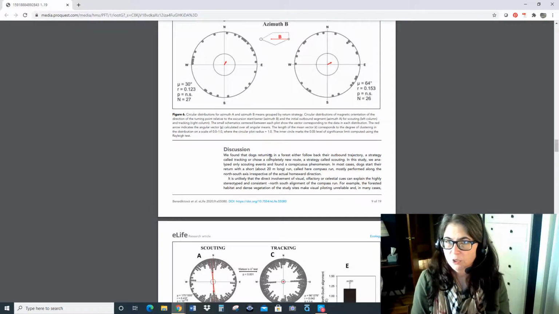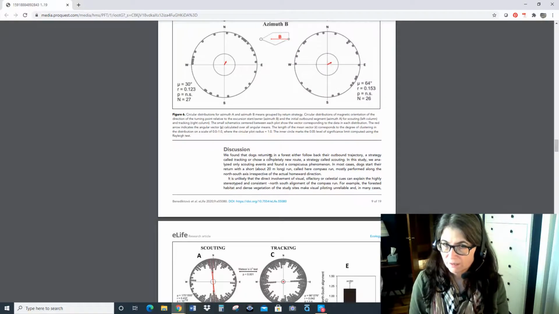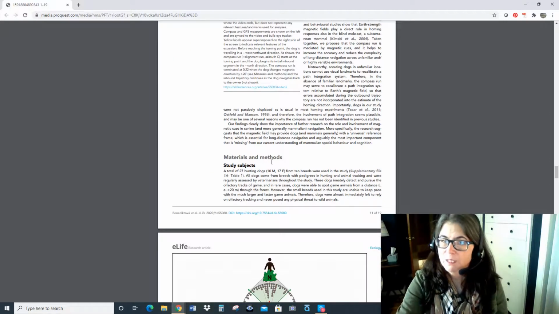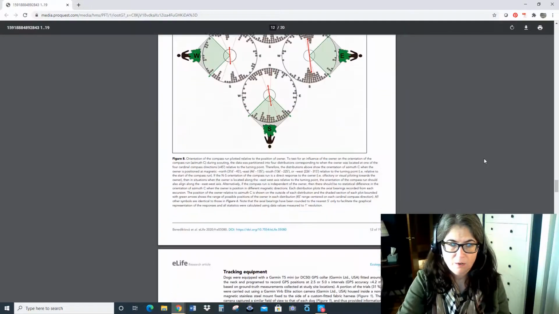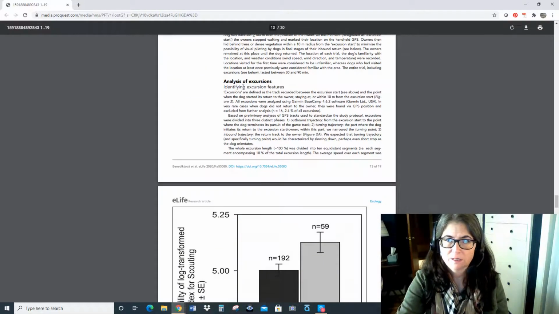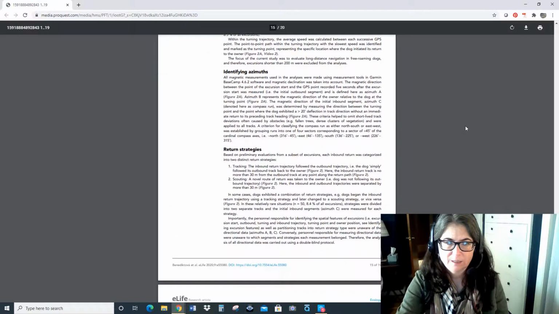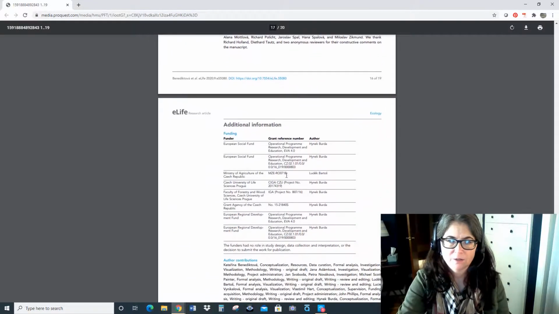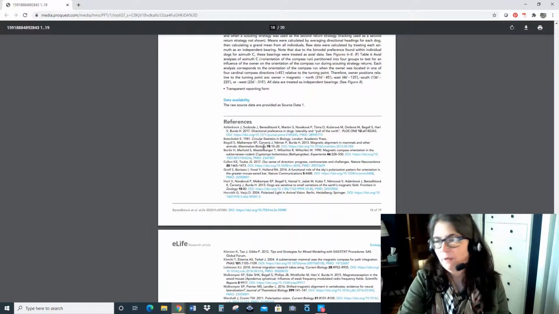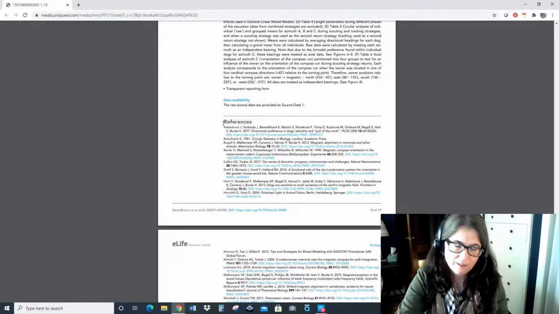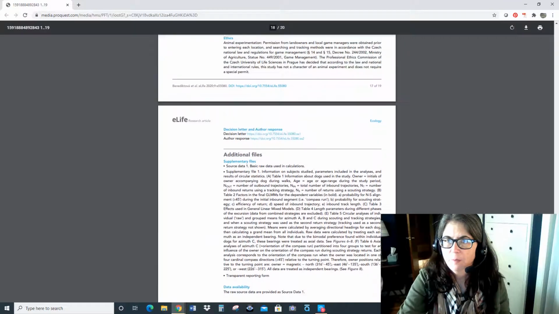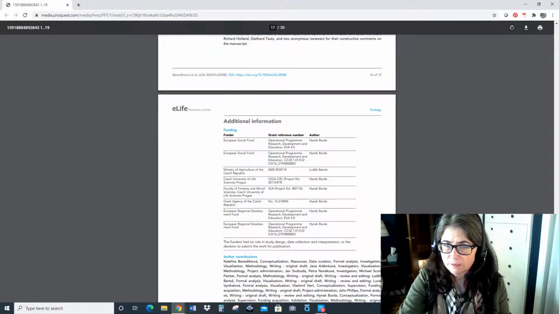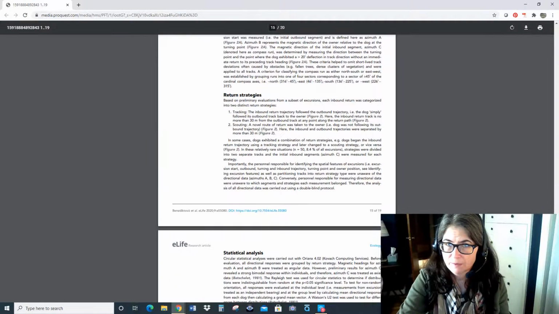So far I've got abstract, introduction, results, discussion, and I'm assuming the next one is going to be methodology. Here we go, materials and methods. And then I'm going to keep going to see if there's any more. Again, these are just subheadings within each section. This all has to do with materials and methods because that's the section I'm in. Okay, then we've got acknowledgments, additional information, additional files, and references. All of those things at the end are less important. I think it's important for you to know that the references are there, but the main subject headings that we saw were abstract, introduction, results, discussion, and then methods and materials.